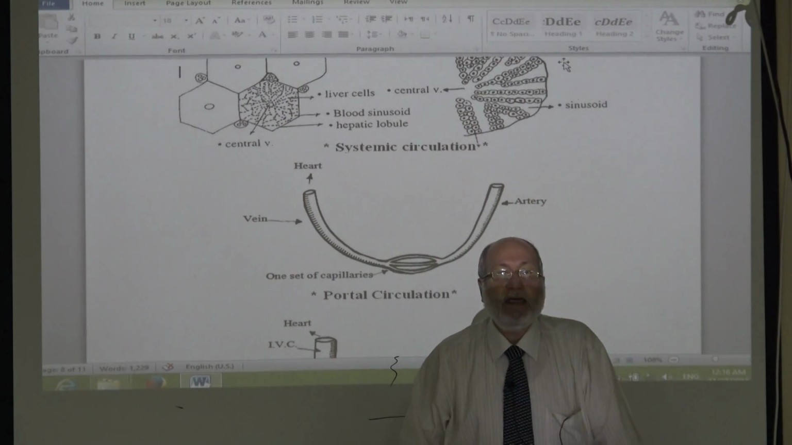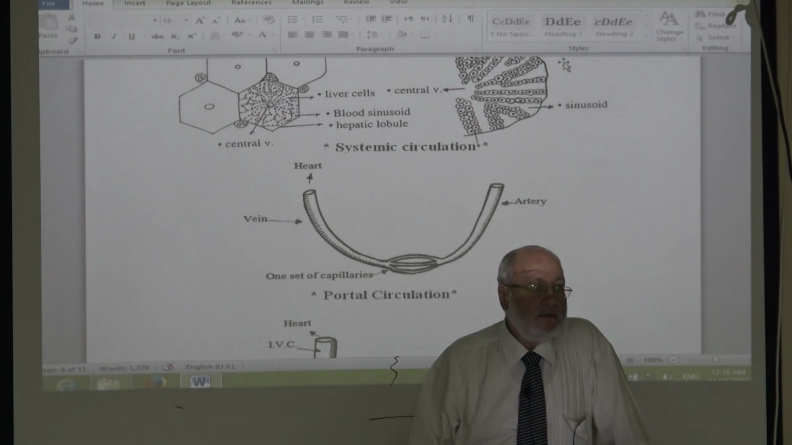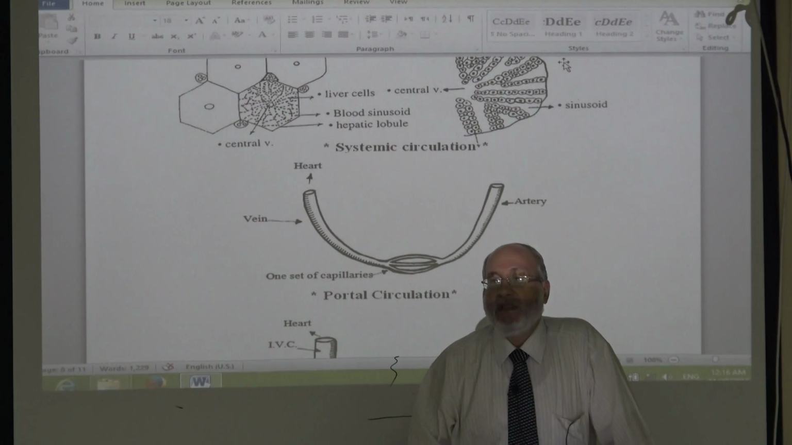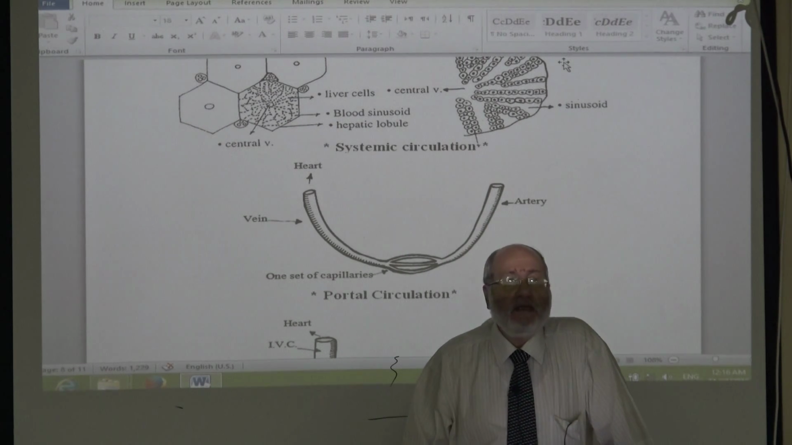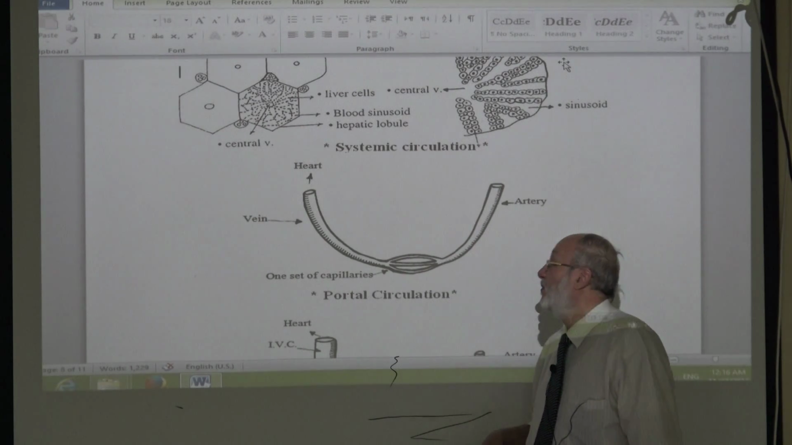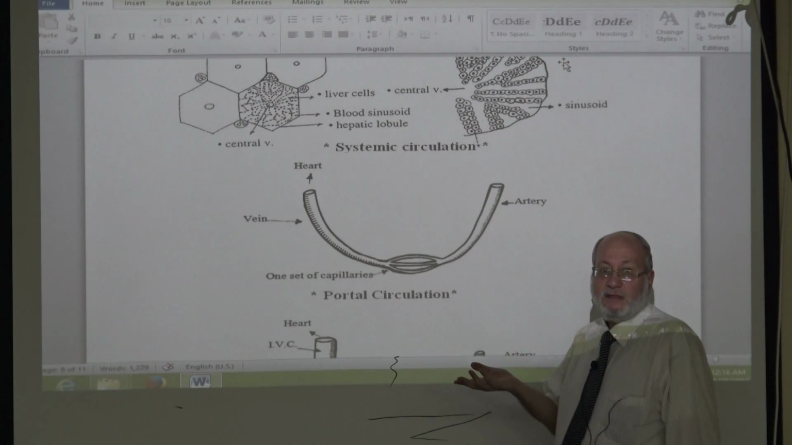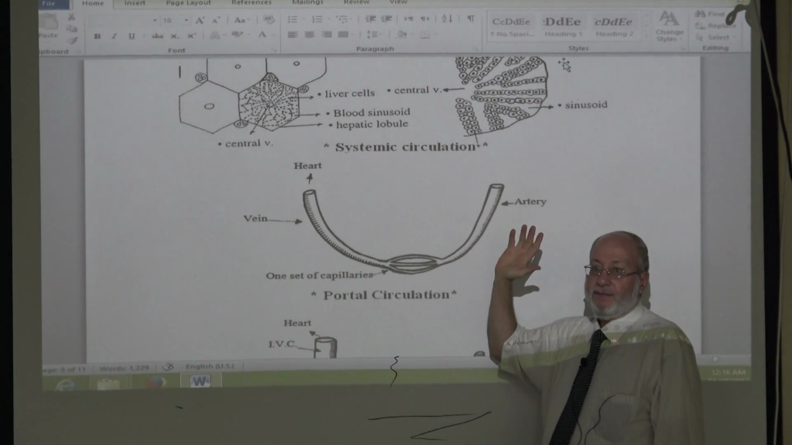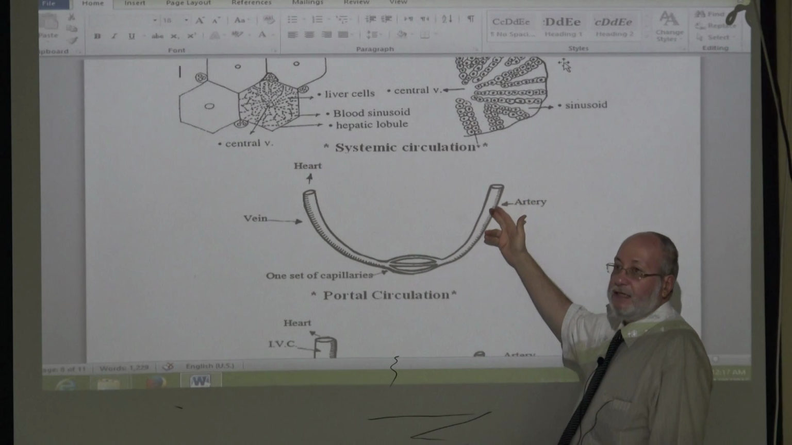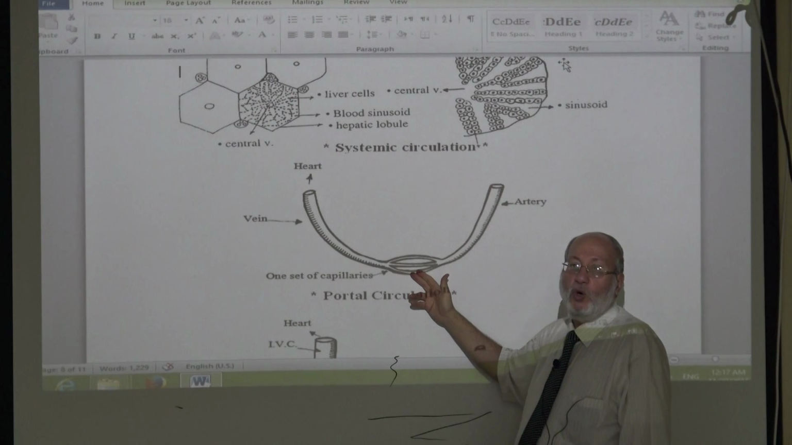Our lecture today is about the portal circulation and portosystemic anastomosis. What is the portal circulation? First of all, the systemic circulation is the circulation in any part of the body. There is an artery going to a structure or organ or viscera.